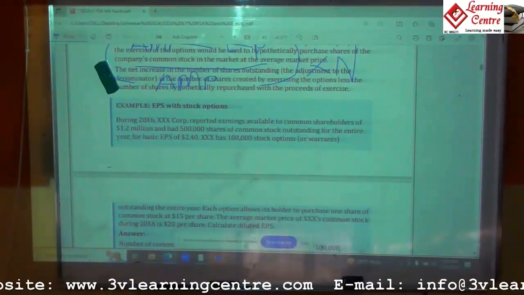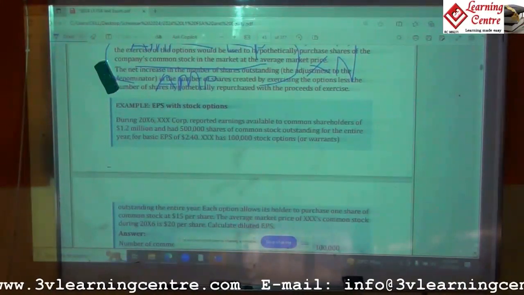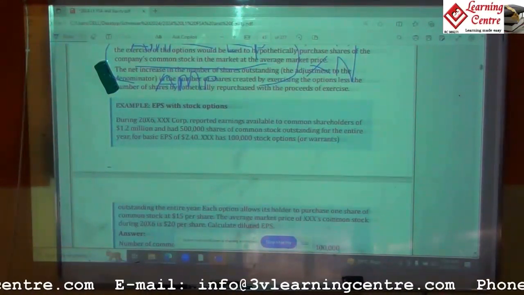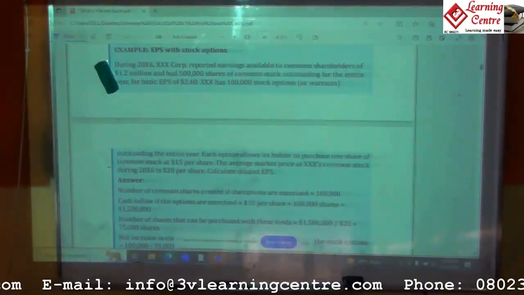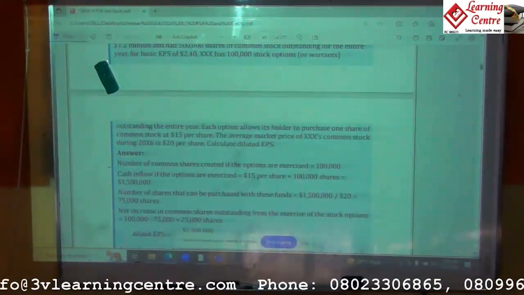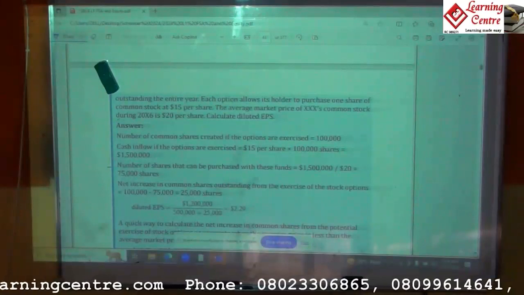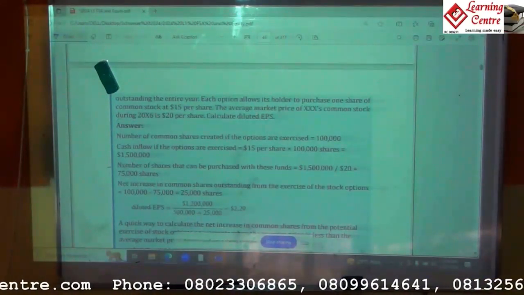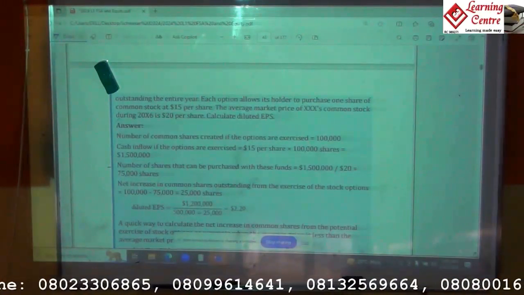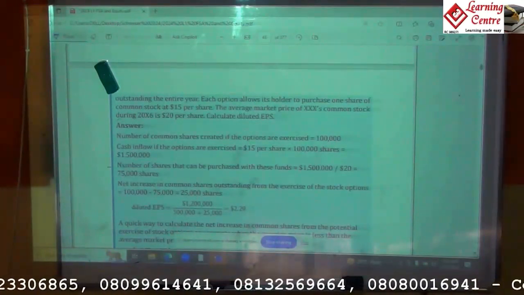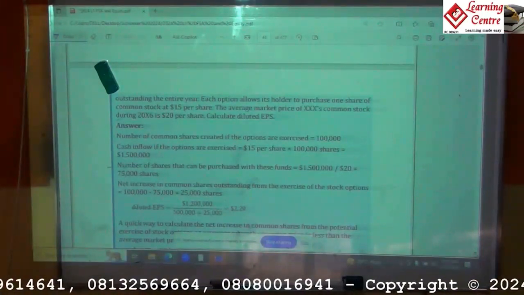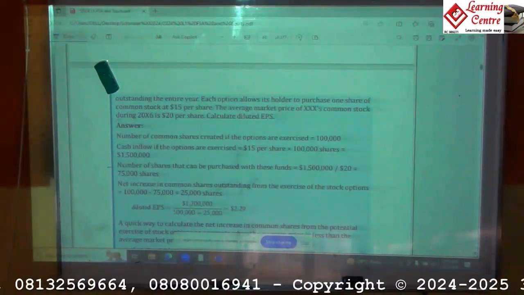So how do you go? Since they are selling it to you cheaper, let's calculate now. It's average market price minus exercise price, divided by average market price. So 20 minus the exercise price of 15, divided by the average market price of 20. So what do we have? 0.25. 0.25 times 100 is what? 25.